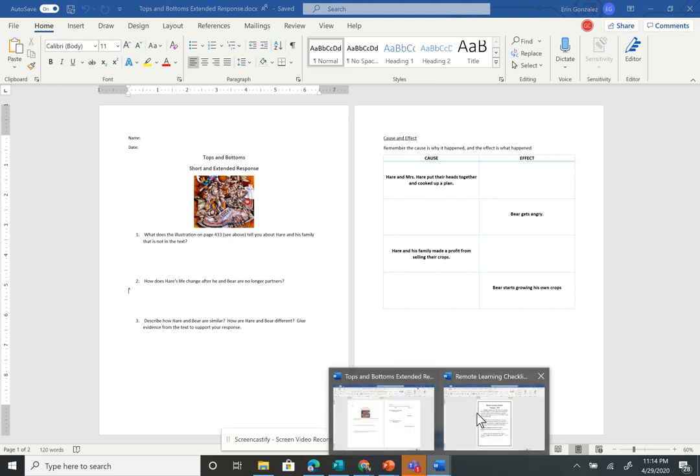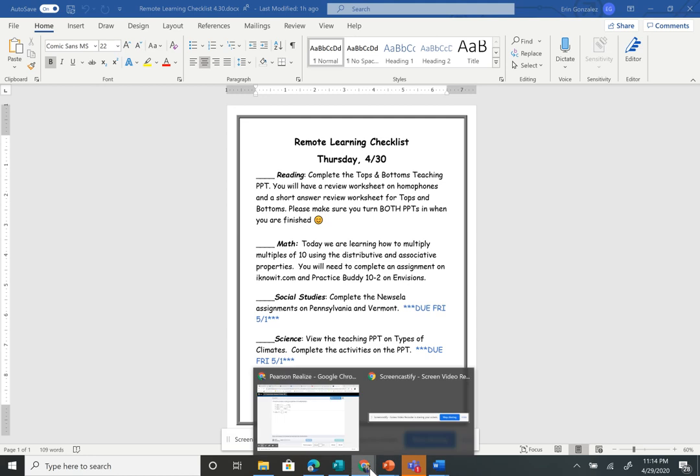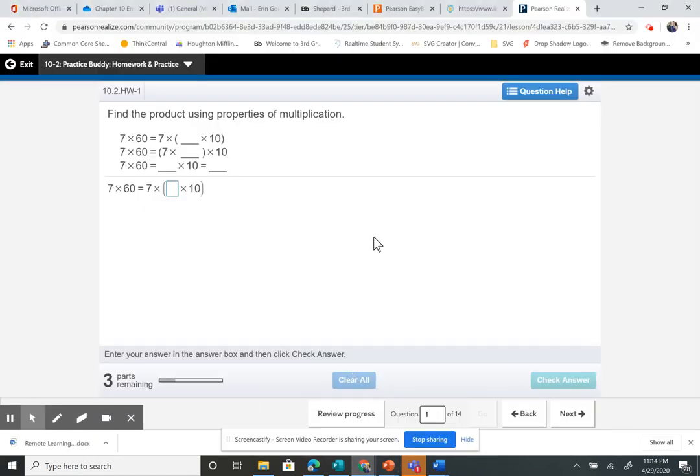For math, this is what it says for math. Today we're going to learn how to multiply multiples of 10 using the distributive and the associative properties. You're going to complete an assignment on I Know It and Practice Buddy. So let's first review the Practice Buddy. This is what the Practice Buddy looks like.